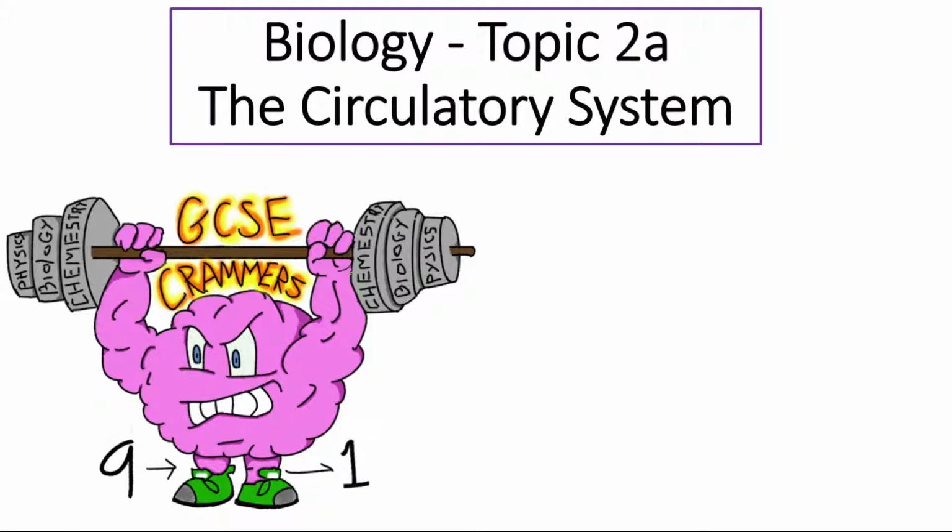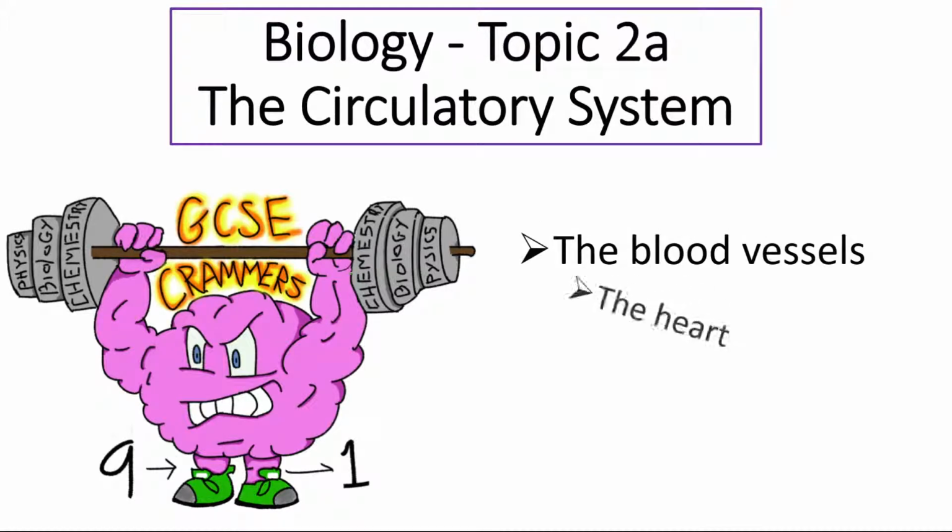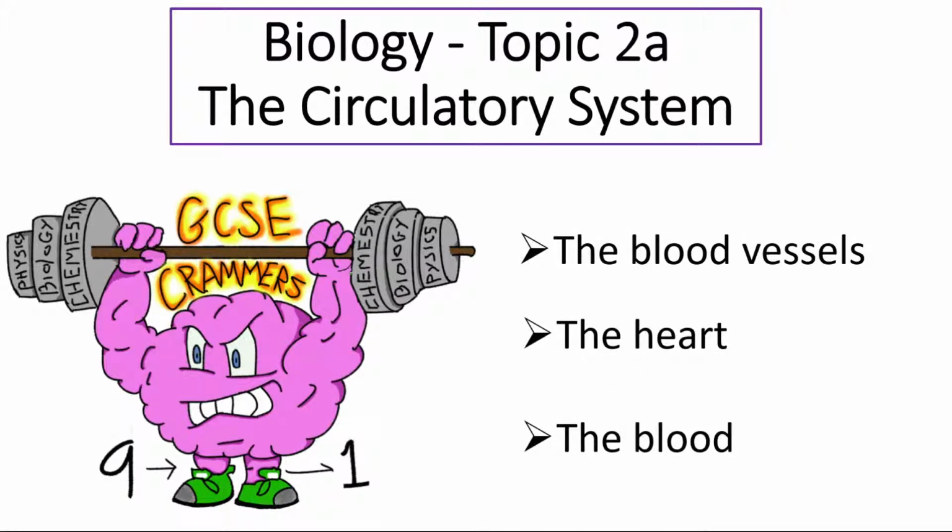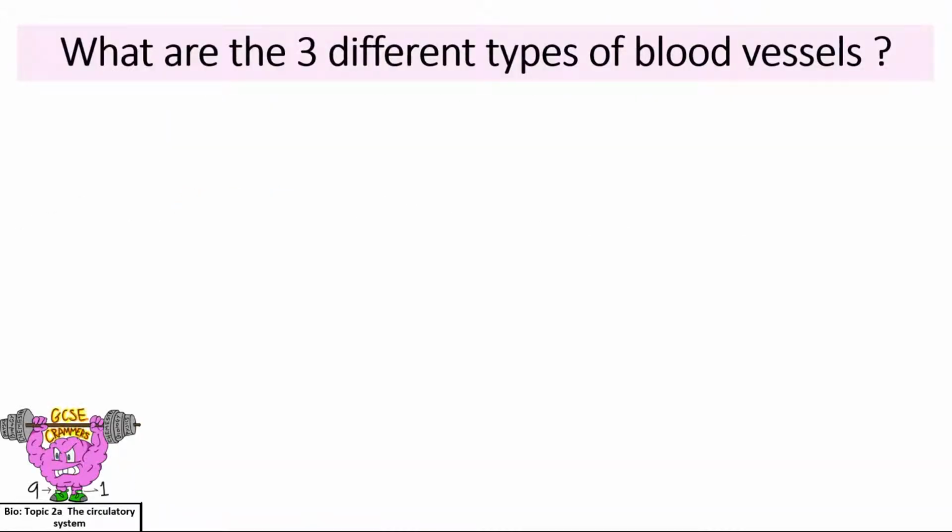Today we're revising biology topic 2A, the circulatory system, covering the blood vessels, the heart, and the blood. What are the three different types of blood vessels?